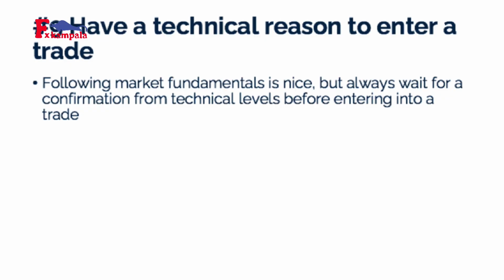Now, having a reason for going in for this trade tells you that if your strategy is to have A, B, and C, then you need to first get A, B, and C technically. Then if this is confirmed, you can probably go in for this particular trade. Following the market fundamentals is nice, but always wait for the confirmation from the technical levels before entering a trade. So have the technicals in place, but also don't forget the fundamentals.